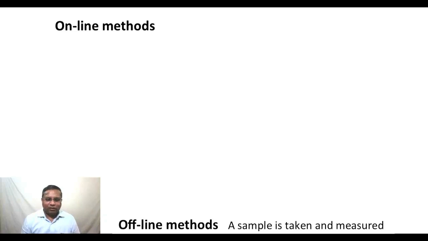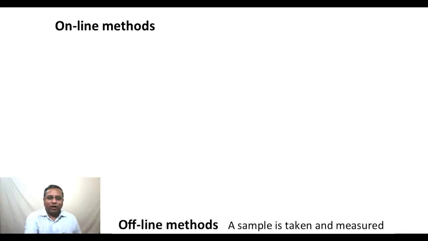There are two kinds of methods, one online and the other offline. Online means that the bioreactor is not disturbed. It is measured online as the process goes on without any disturbance. Offline, we take a sample from the bioreactor and then measure it away from the line or away from the bioreactor, and that is why it is called offline method.